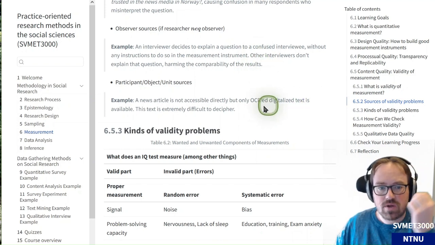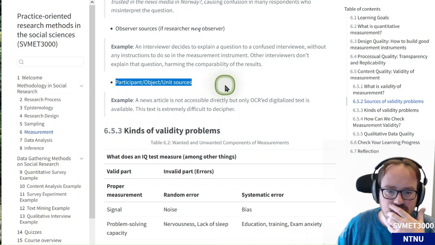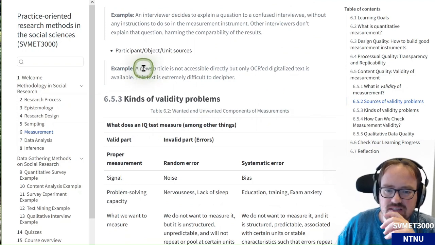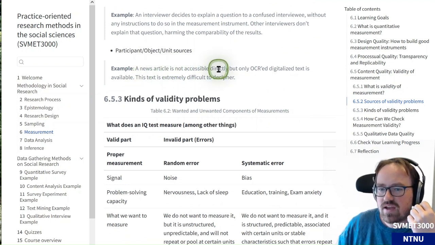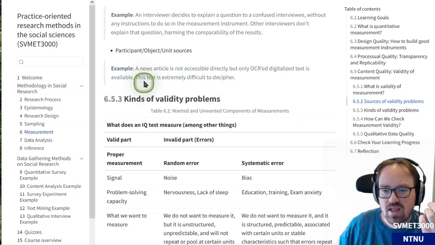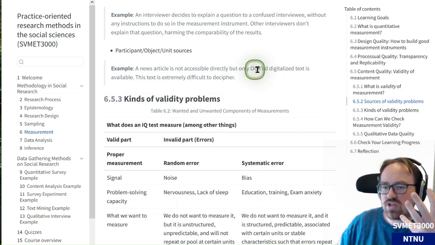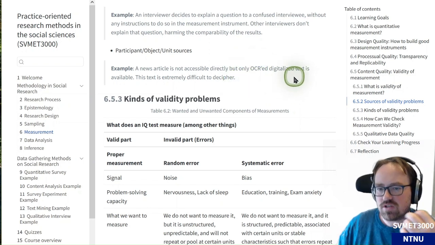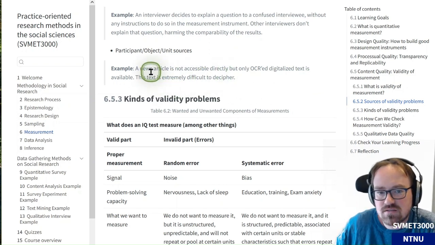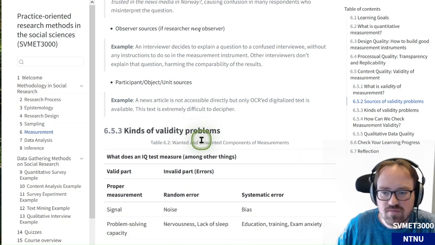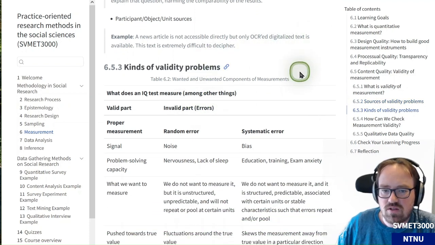Okay, but of course we can also have error that's tied to the participants, the units, the objects that are being studied. For instance, a news article may not be accessible directly, but only a scanned digitalized text is available, and the OCR, so the recognition of what letters are printed, might be false or erroneous. So this text is extremely difficult to decipher in the end. That's not the problem of the researcher or the observer, but of the material that is being studied.